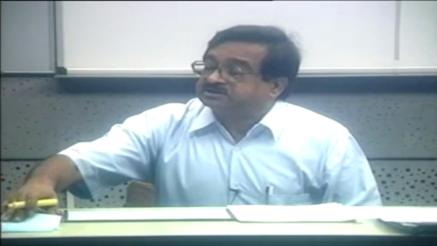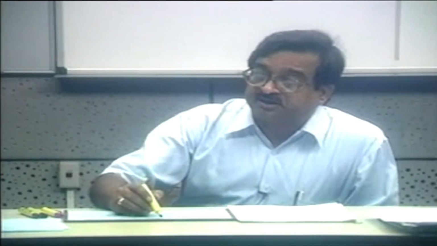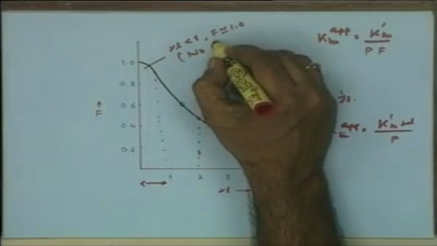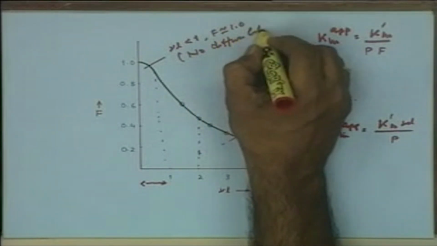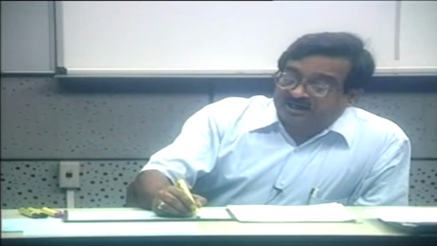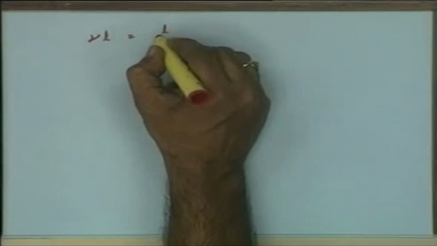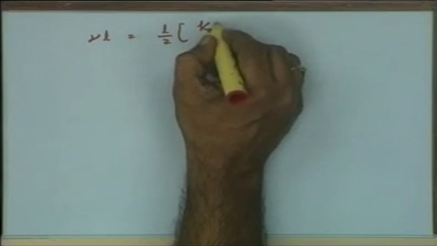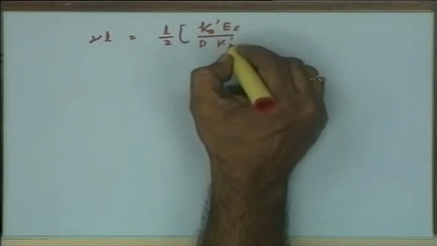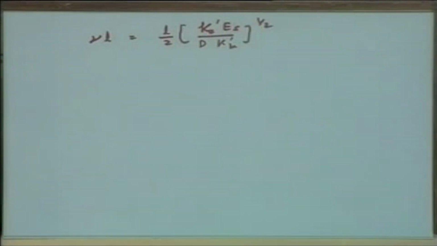Now if you look at the higher value of gamma, under what conditions, let us say, when we have seen that when gamma L is less than 1, F is approximately equal to 1, no diffusion control, essentially. Now let us see under what conditions, if you just consider the definition of gamma L, essentially it is equal to L by 2 into (K2 dash Es upon D K dash m) to the power half. Now this is our gamma L.